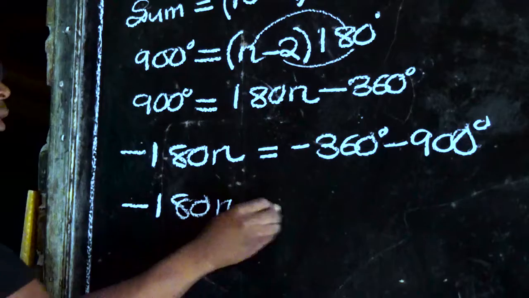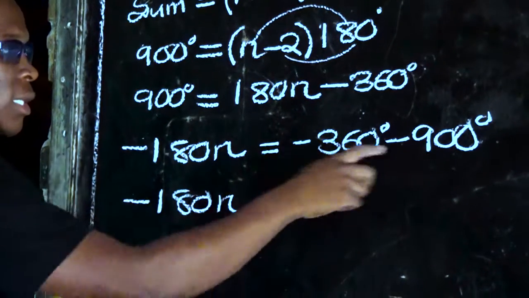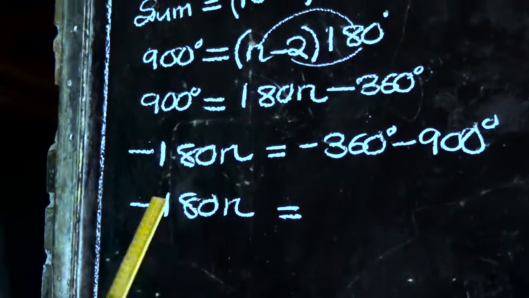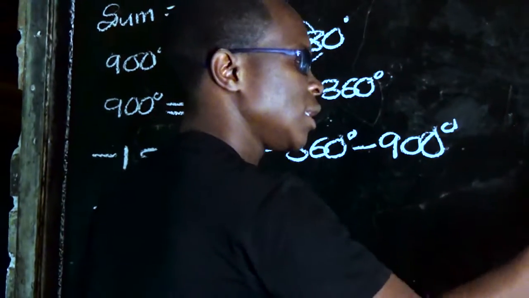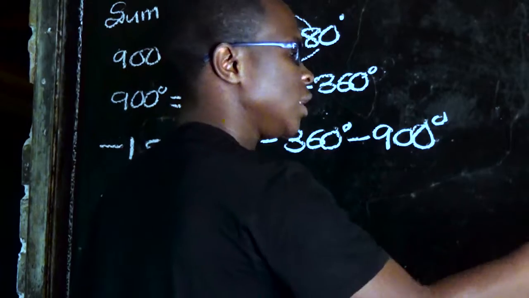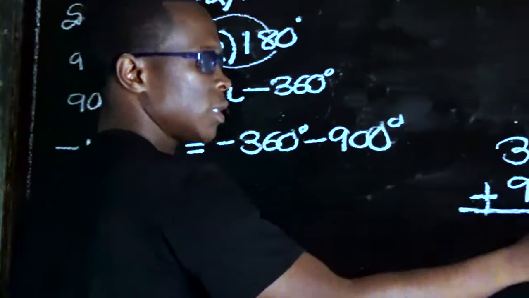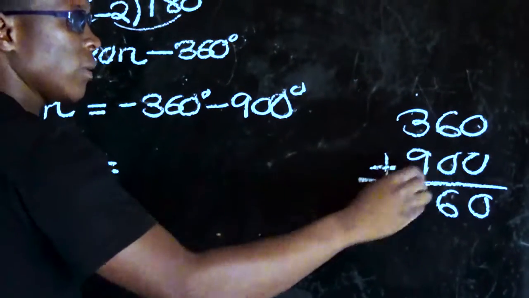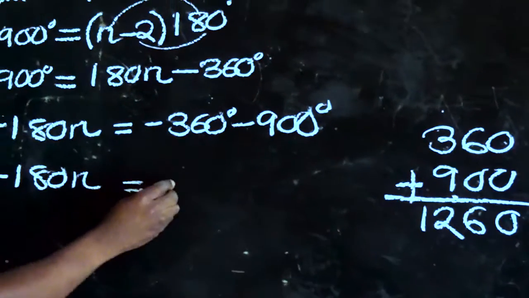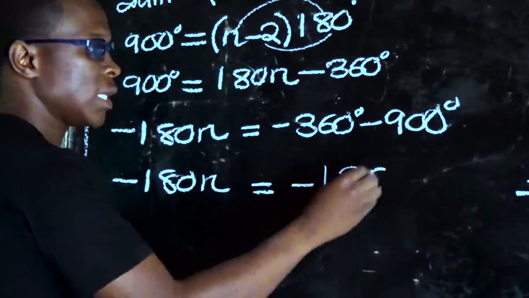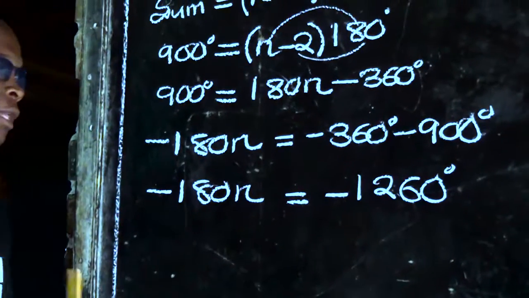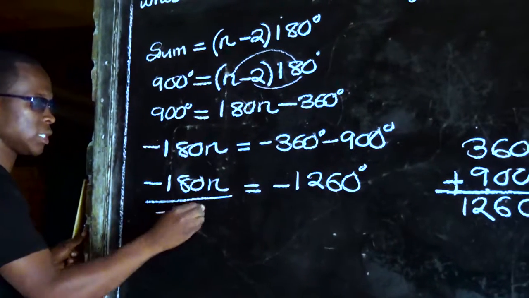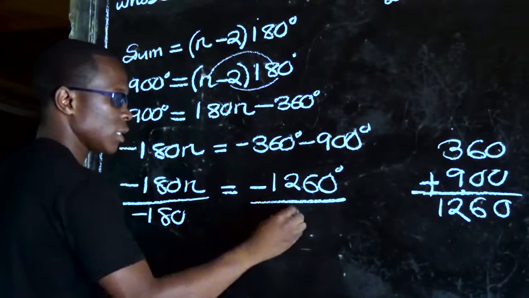Are we together? Yes. Then you get negative 180n is equal to, now in this case, what is negative 360 minus 900? So what you do is just add and say 360 plus 900. So 0 plus 0 is 0. 6 plus 0 gets 6. Then 3 plus 9 gets 12. So we are going to have negative 1260 degrees. Are we together? Yes. So for us to remain with n, divide both sides by negative 180.